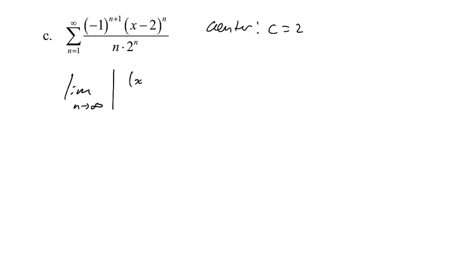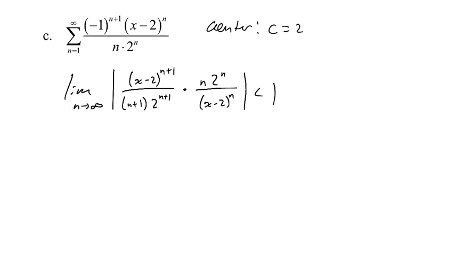So I have (x minus 2)^(n+1) over n+1, times 2^(n+1), times, I'm going to multiply by 1 over a sub n, which is multiplying by the reciprocal. And my goal here again is to be less than 1 by the ratio test. That's a little bit better. Okay. So let's divide out what we can divide out.